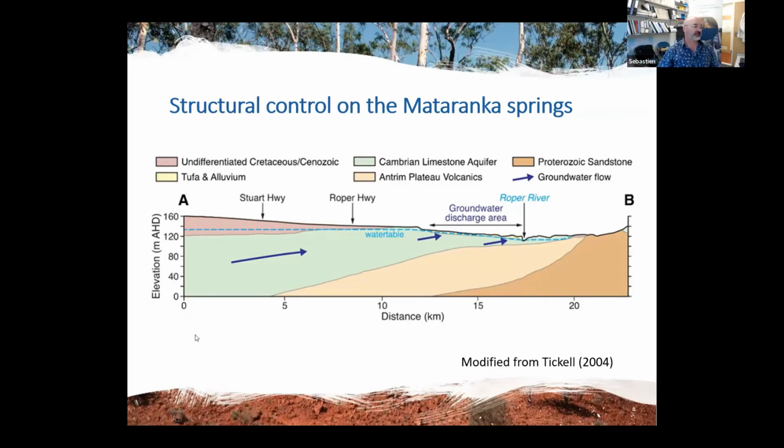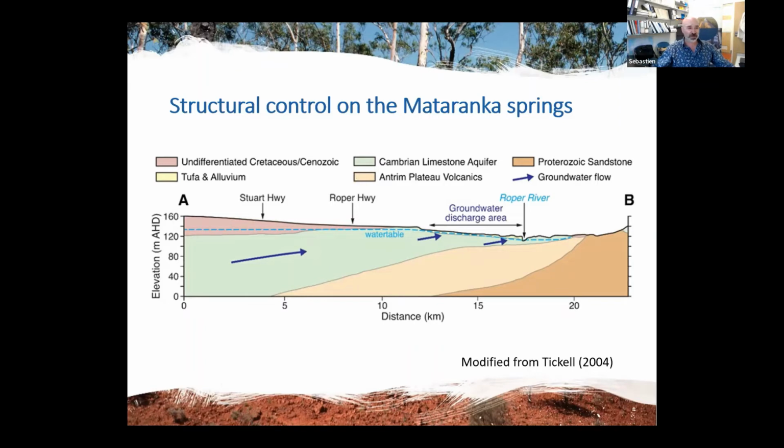In addition, you can appreciate from this slide that as we get closer to the spring, the Cambrian limestone aquifer also becomes thinner. That creates another phenomenon, which is the loss of transmissivity. You can only push so much water through a given amount of rock, and if you make that amount of rock smaller, the water has only one way to go, and it's up. And that's what we see here.